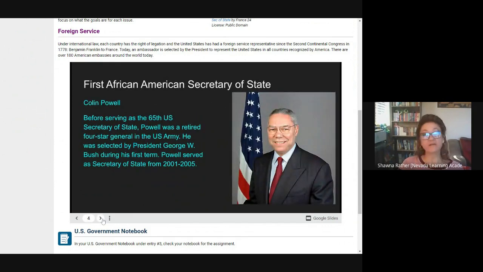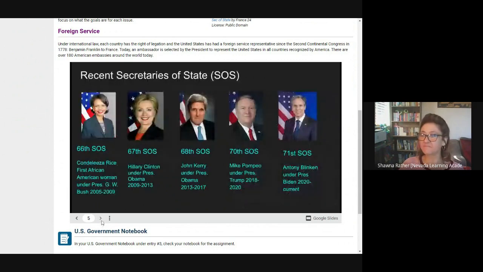The first African-American Secretary of State was Colin Powell. He was a retired four-star general in the U.S. Army. He was selected by President George W. Bush during his first term. And he definitely had a different approach. Being former military, he tended to be a little bit more no nonsense, a little bit more blunt in how he dealt with things. And then some recent secretaries of state.